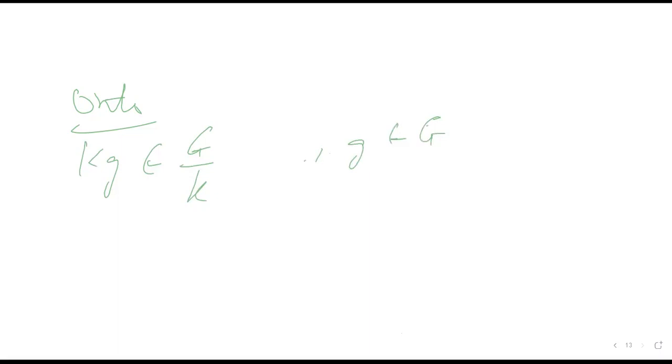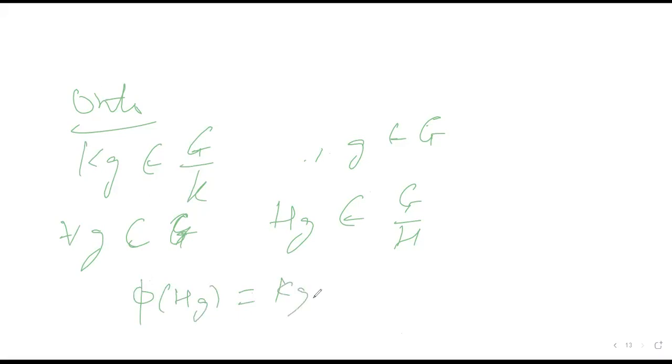Now we know that for all g belonging to G, Hg will belong to G by H. Now we know that phi of Hg is equal to Kg. Therefore, there exists Hg for all Kg, right? This implies phi is onto. For every Kg you can always find an Hg. So this is onto.